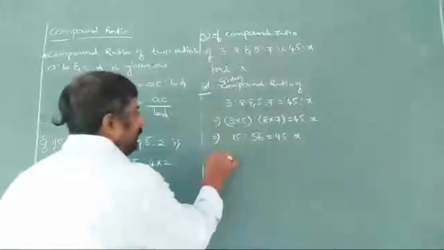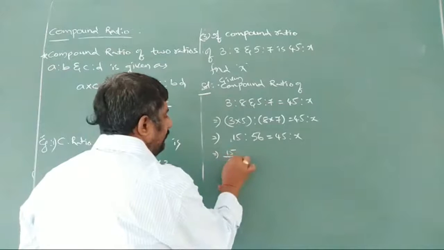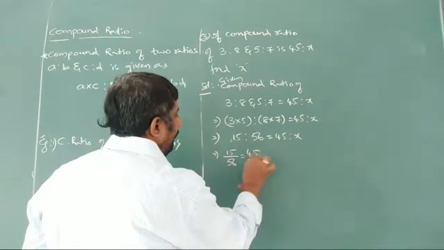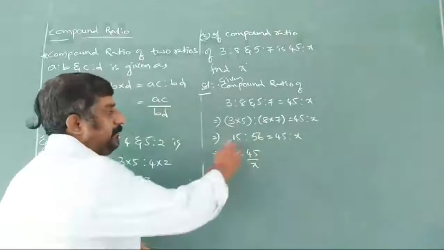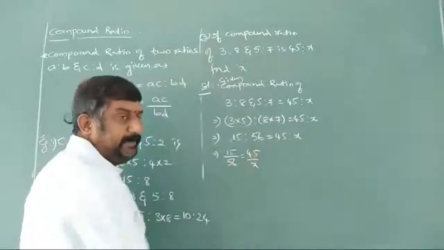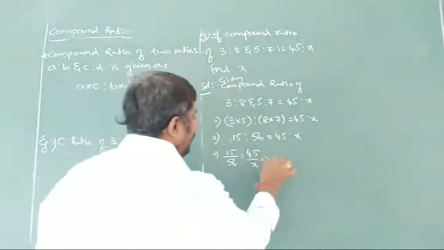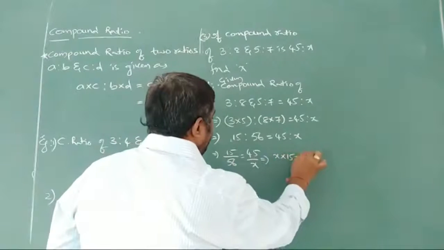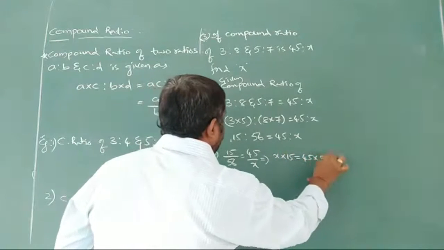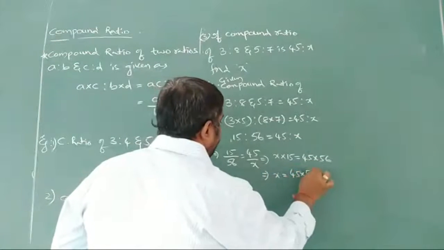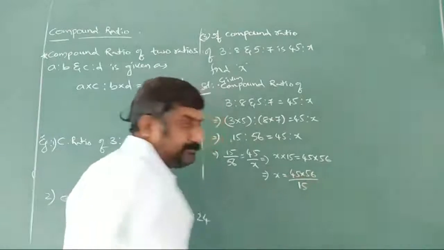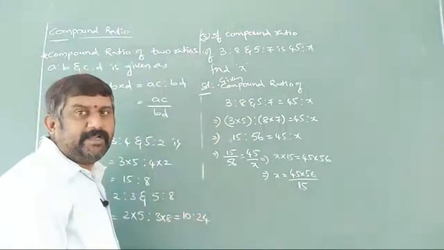Or else we will do the method: 15 by 56 is equals to 45 by x. In division form I am writing here, 15 by 56 is equals to 45 by x. Now by cross multiplication, x into 15 is equals to 45 into 56, or else x is equals to 45 into 56 by 15. How many times in 15 table it will go?